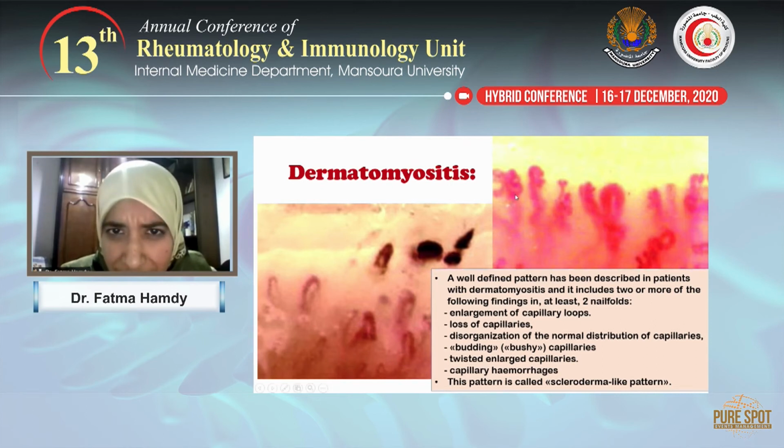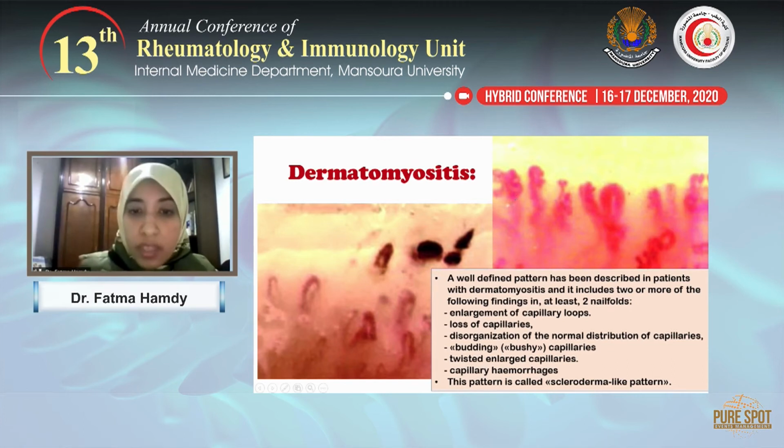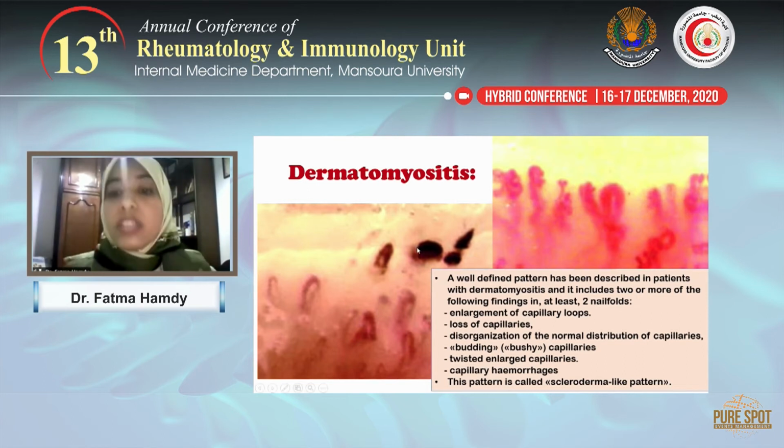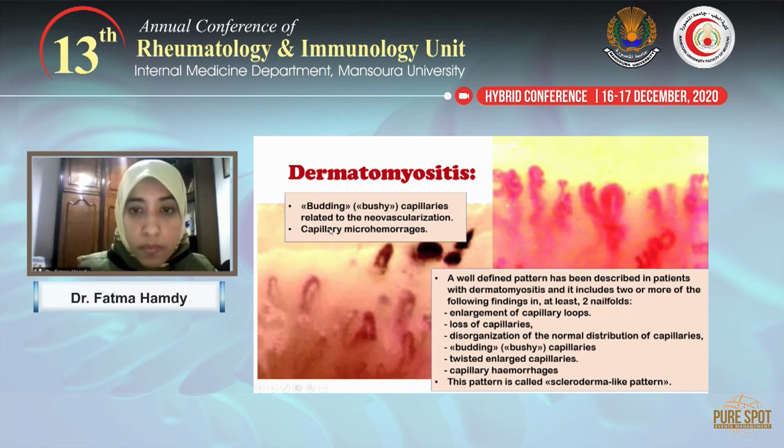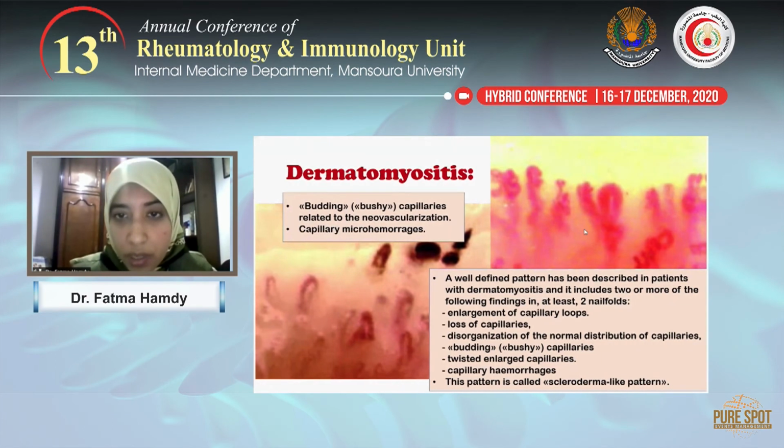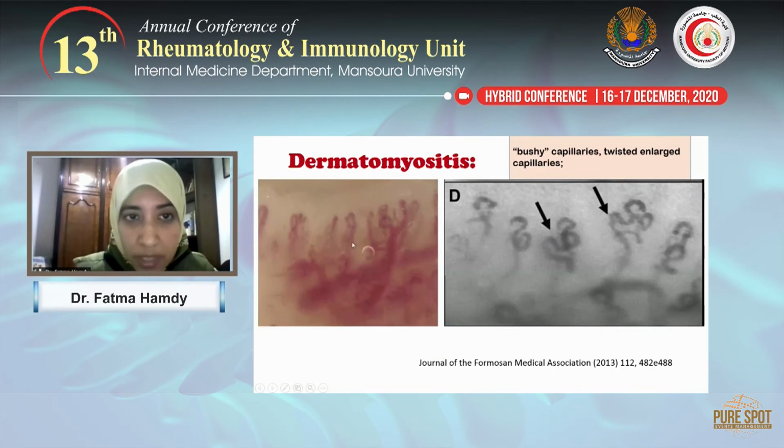Here we see twisted, enlarged capillaries, and also capillary hemorrhage. This pattern is called the scleroderma-like pattern. We can see here the twisting of the capillaries. Here we can find what are called bushy capillaries.